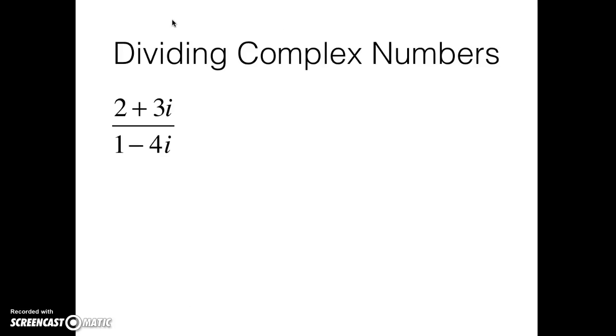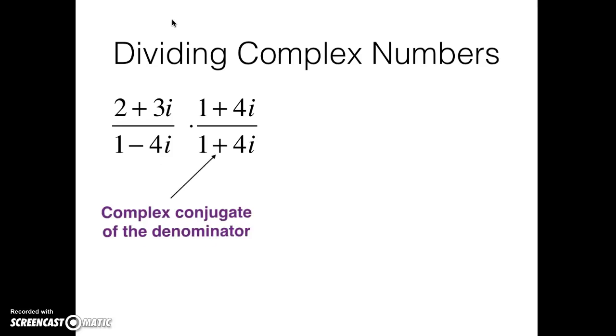The final operation we have is dividing complex numbers. The rule is you're not allowed to have an imaginary number in the denominator. The only way to get rid of the imaginary number in the denominator is to multiply by the complex conjugate of the denominator. The reason why we multiply by the complex conjugate of the denominator is to get rid of all of the i values.